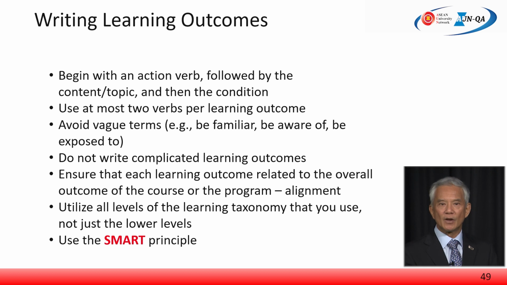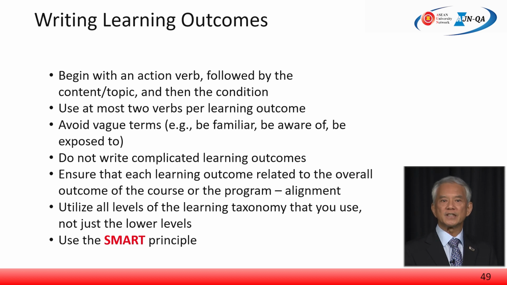Here are the steps on how to write learning outcomes. Remember, each LO must have an action verb, the content or topic must be stated, and then write down the condition for the learning outcome to take place. You may use 2 action verbs per learning outcome if you need to, but use at most 2. Don't use vague terms. Use the terms in the Bloom taxonomy tables shown earlier. And don't write complicated learning outcomes. Be succinct, straightforward, and complete.